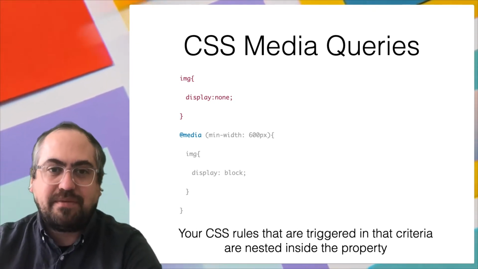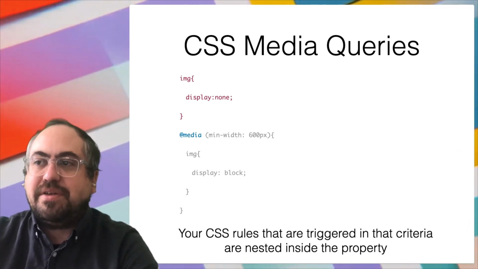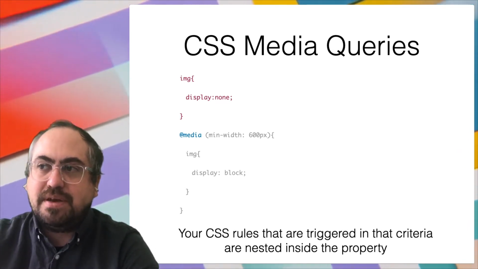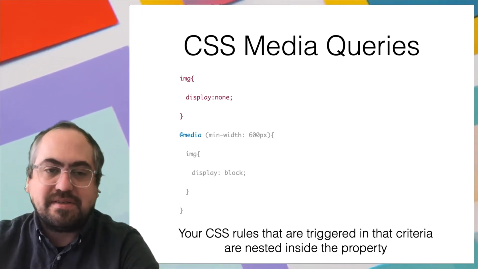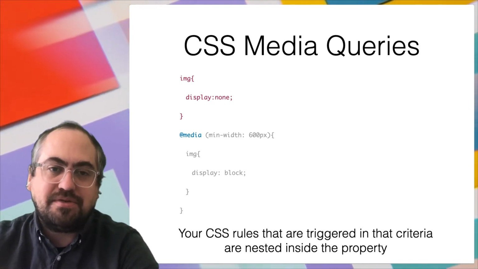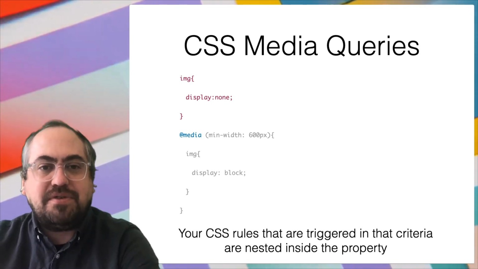And so that's the default behavior, right? Since the media query comes after that rule, it will be interpreted, and if the min-width is at least 600 pixels, then it will turn the images on.